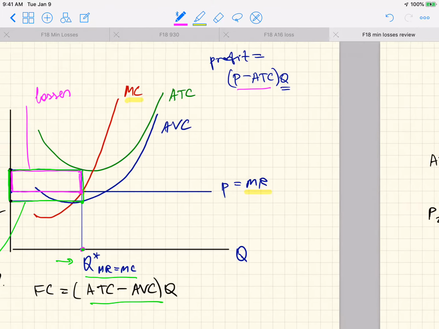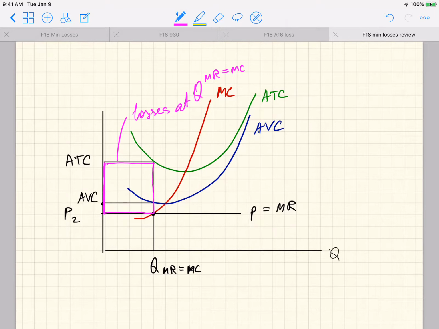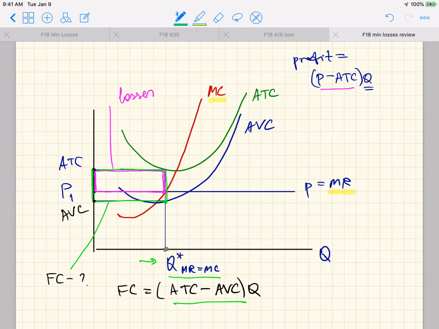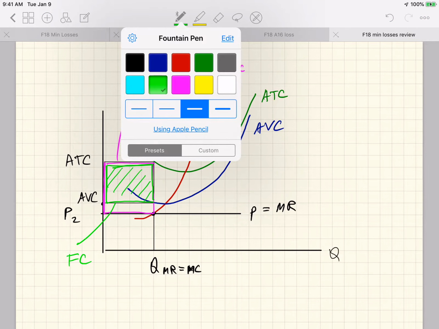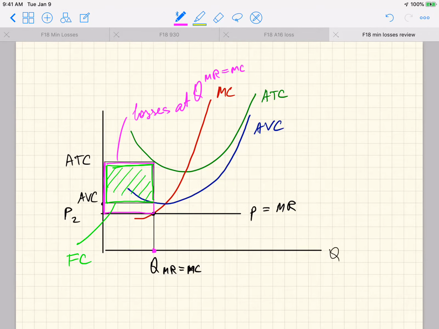And we also know that if we shut our company down, then we'll be just paying fixed cost. Where is our fixed cost? Well, we know from this slide that it's ATC minus AVC, which basically is this distance, right, times, again, quantity. So now we have this box for our fixed cost. And in this case, fixed cost is actually smaller than the losses we are having when producing at this level of output.